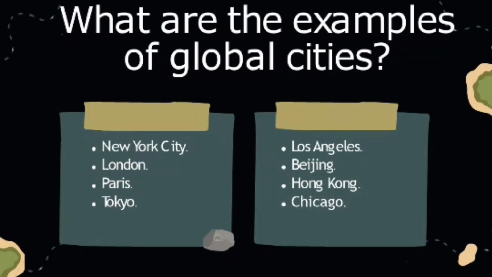What are the examples of global cities? First is New York City, second, London, third, Paris, fourth, Tokyo, fifth, Los Angeles, sixth, Beijing, seventh, Hong Kong, and lastly, Chicago.